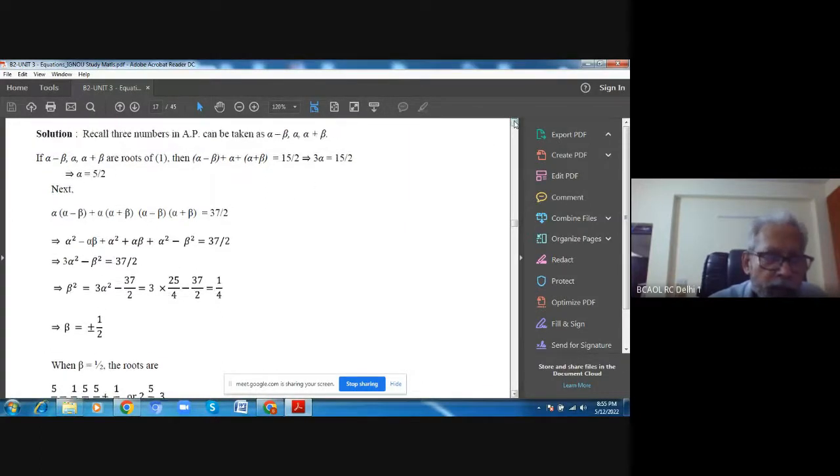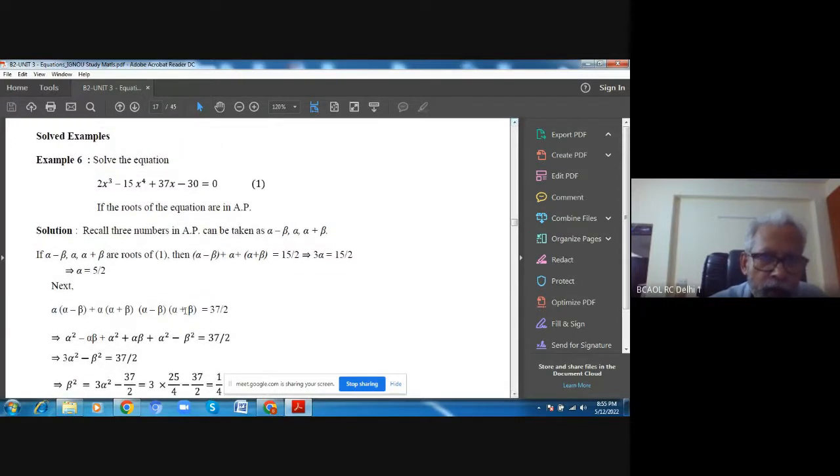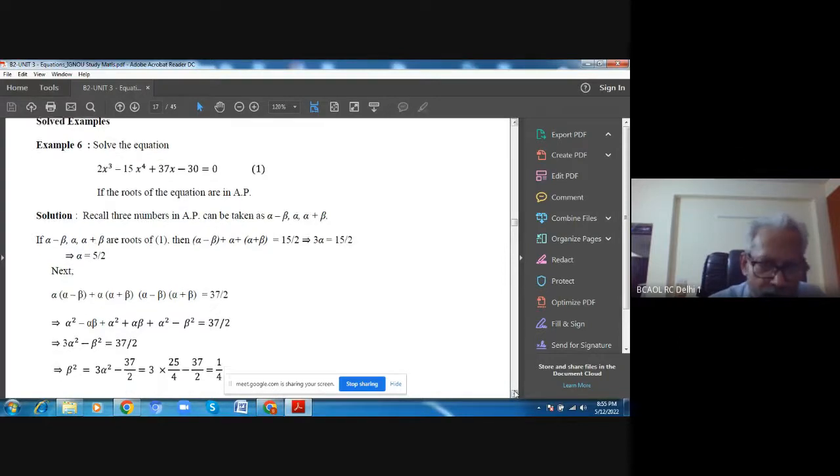These three conditions we have already considered earlier, that I can show you. Alpha minus beta, alpha, and alpha plus beta. There are three roots: one root, another root, another root. Three roots we have considered. So now the values are actually coming, so we can prove the values.